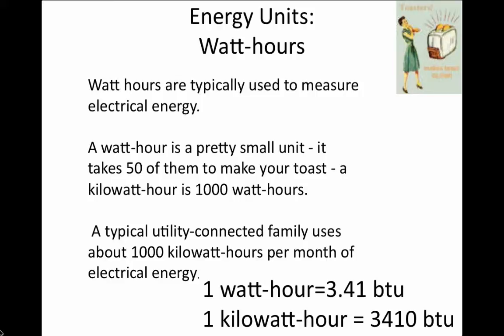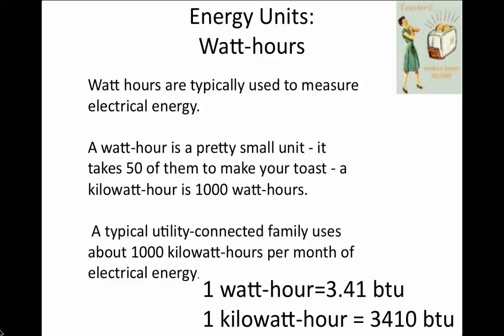And that's what you buy from the power company. You buy a kilowatt hour. In the United States, it costs typically between 10 and 40 cents. A place like Hawaii, 40 cents. A place like the Pacific Northwest, where they have a lot of inexpensive hydroelectric power, 8 or 10 cents a kilowatt hour. And a typical utility connected family uses about 1,000 kilowatt hours per month. So a lot of people pay somewhere between $80 and $300 or $400 a month for electricity.